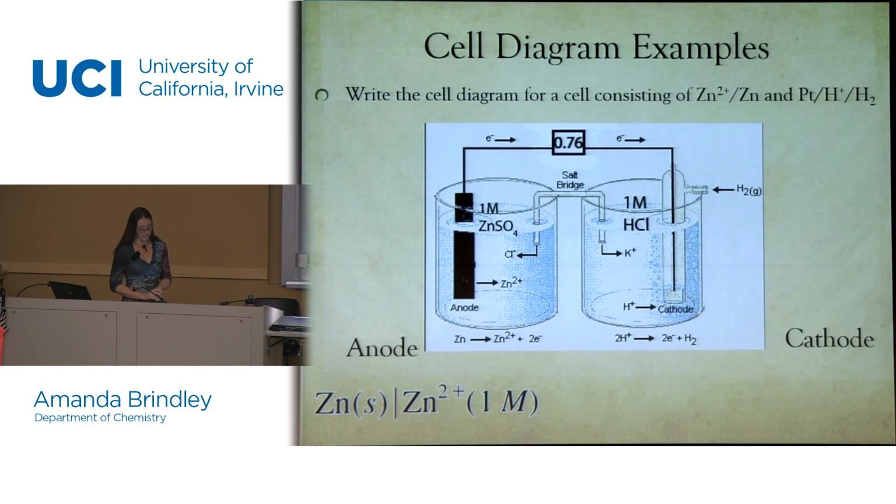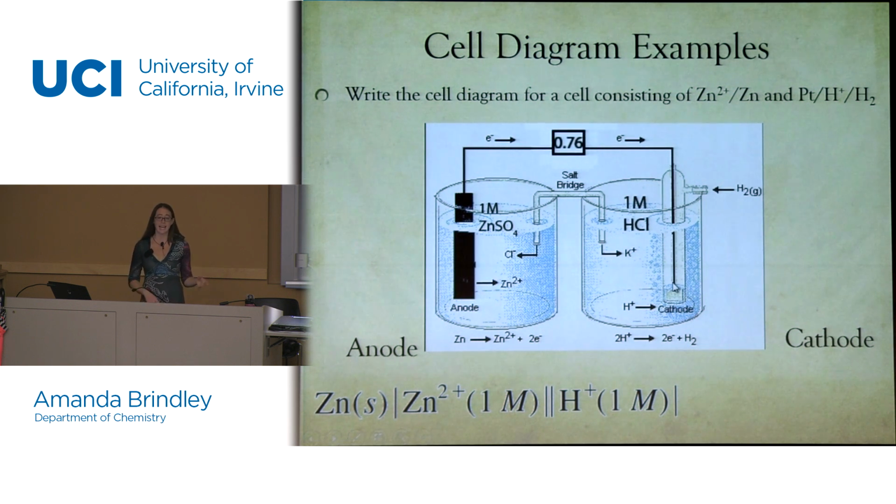If we wanted to write zinc sulfate, we could. We don't have to. And then we go through our salt bridge. So we draw a double line, and then we're into our 1 molar HCl. And so we go ahead and put our 1 molar H+. If you wanted to put the Cl, you could. A lot of times you just put the ions that matter. Now we're into this little glass bubble that's holding our electrode into this solution, right? Because hydrogen's a gas. You can't just bubble it in. You have to have something containing it.